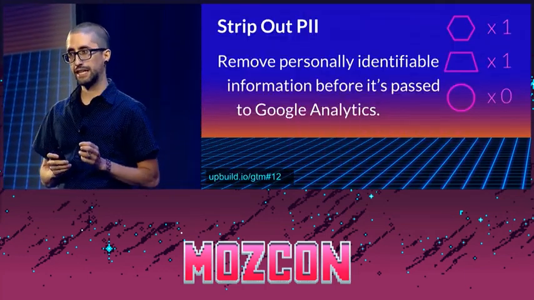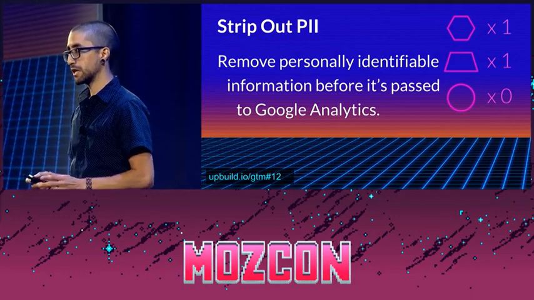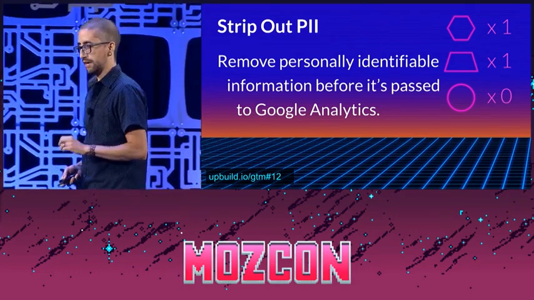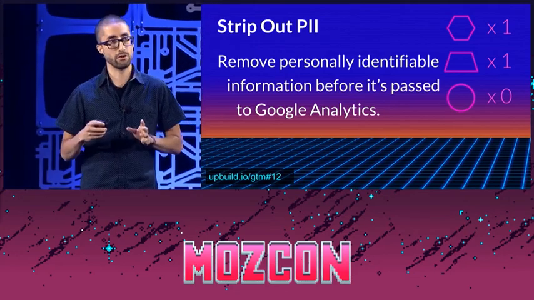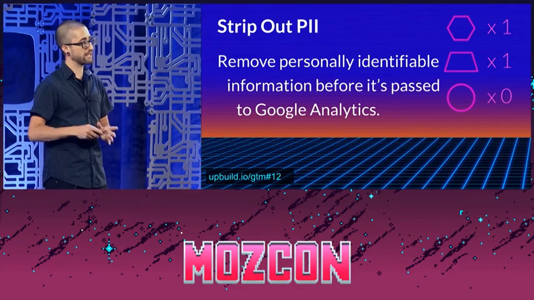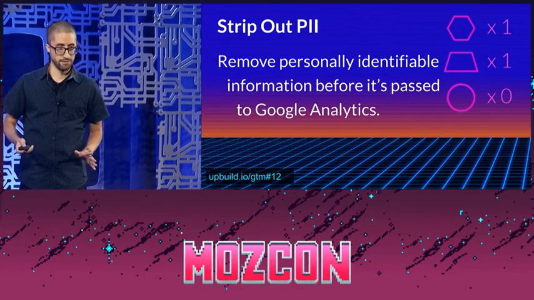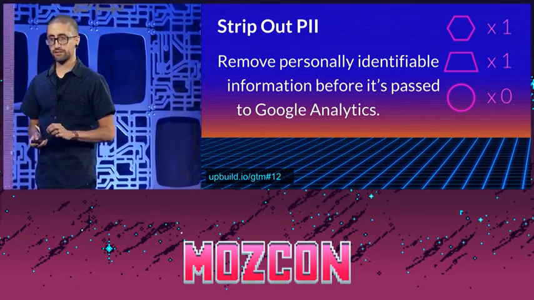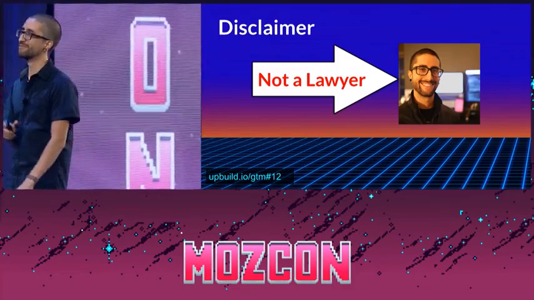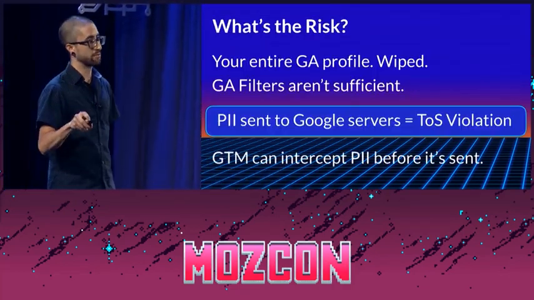Stripping out personally identifiable information is pretty important and not something that you necessarily think of. So personally identifiable information is something that you are forbidden, according to Google's terms of service, from sending to their servers for any reason. So this is a legally sensitive topic, so it's important to remember, I'm not a lawyer, but there is a big risk.